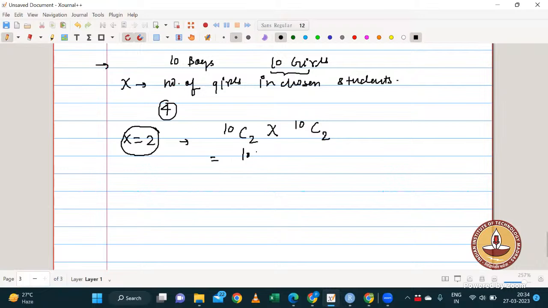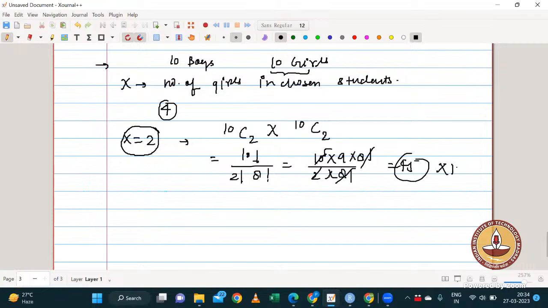So you have to solve this. You will get 10 factorial over 2 factorial times 8 factorial. So it will be 10 into 9 into 8 factorial, and 2 into 8 factorial will get cancelled out. So it's 5 times 9, which is 45. But it will be 45 times 45, because 45 will be this. Just compute this value. 45 times 45, I think 2025 is the answer. Correct, sir.